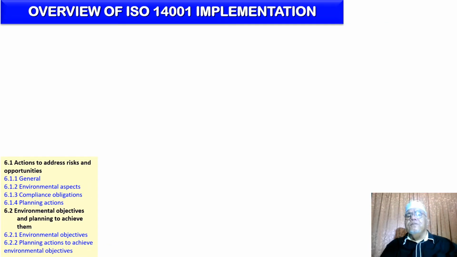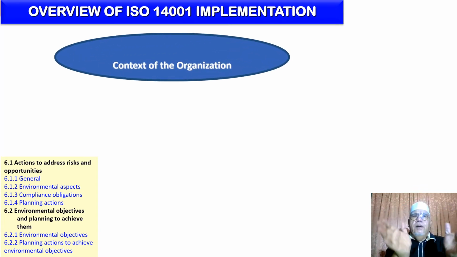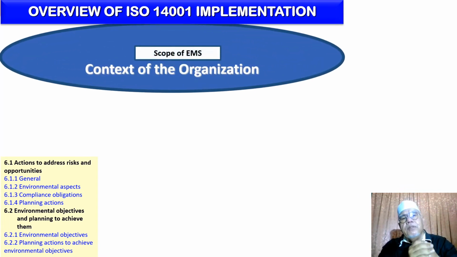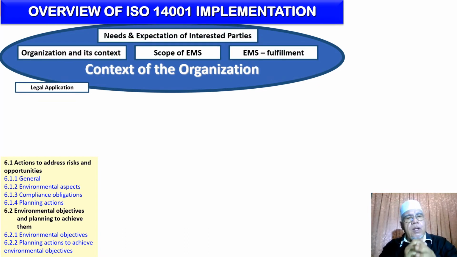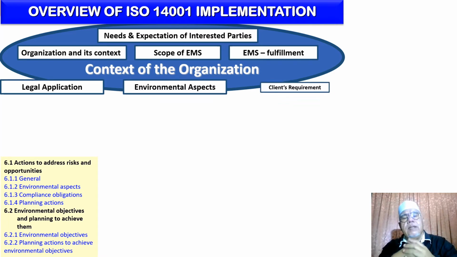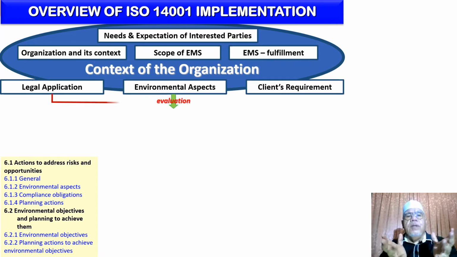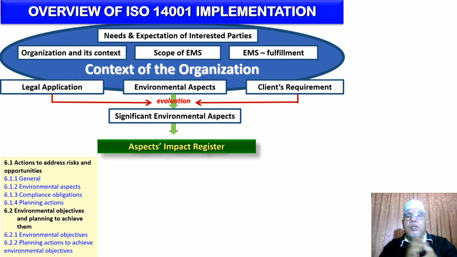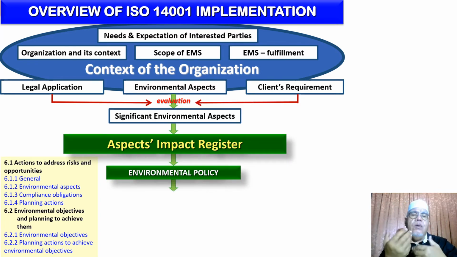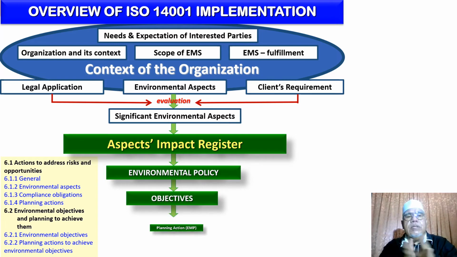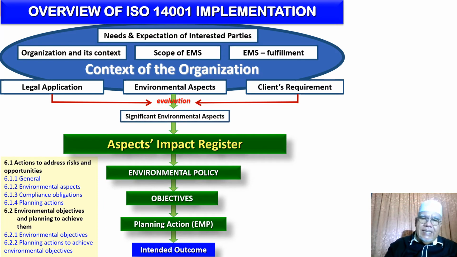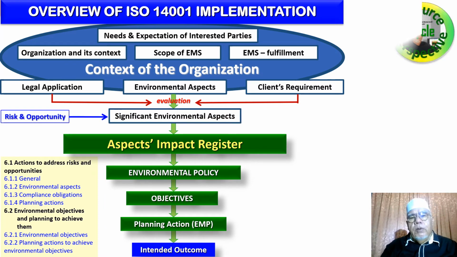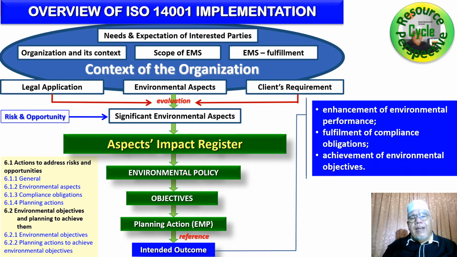First of all, this is an overall graphical representation of the implementation of ISO 14001. If you can see here, the context of the organization and the scope of the management system, who are interested parties and what are their needs, and what are our obligations. These are all administrative matters that normally when I do this work, I get the management to do.